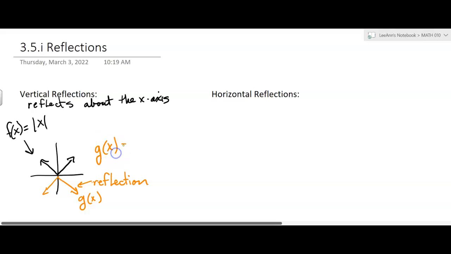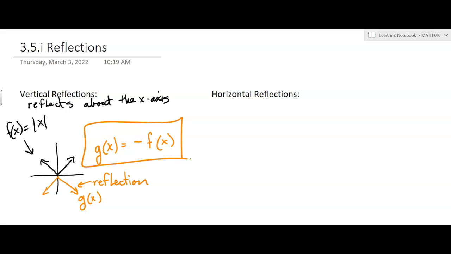G of x is equal to the opposite of f of x. That gets you a vertical reflection. So basically you're taking all your outputs and you're making them the opposite sign. Okay, so if they were positive, now they're negative. Okay, if they were negative, now they're positive. All right, that is a vertical reflection.